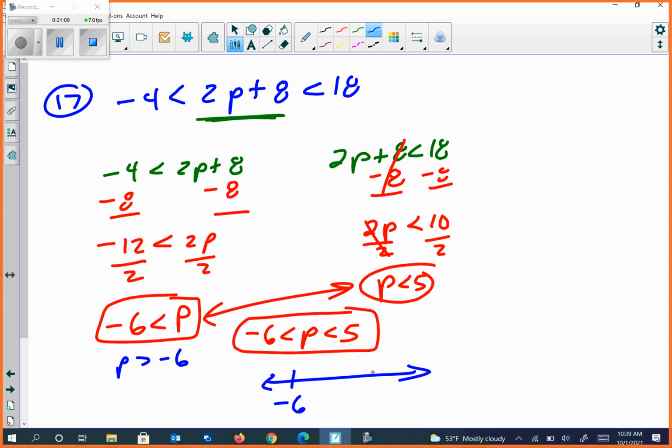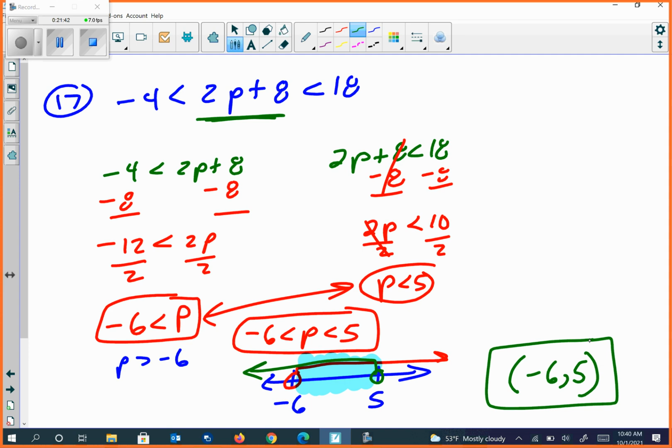I have a negative 6 and I have a 5. So this is going to have an open dot going to the right. This is going to be an open dot going to the left. That's our shared region. The shared region goes with ands. So my answer is going to be soft bracket negative 6 to soft bracket 5. Please do not confuse this as a point that you'd plot on a graph. That is interval notation. So my friends, do you have any questions for me?